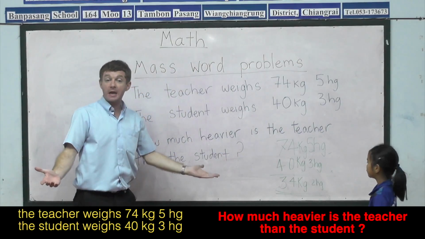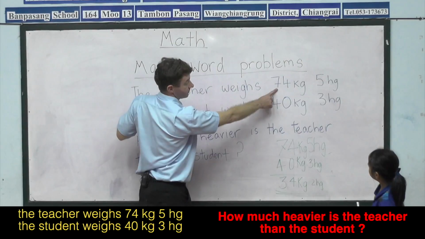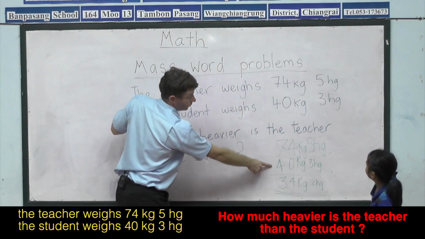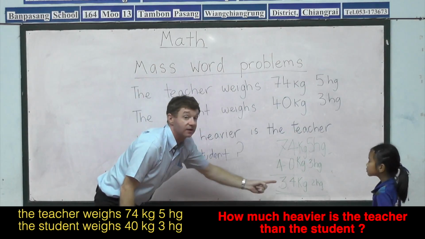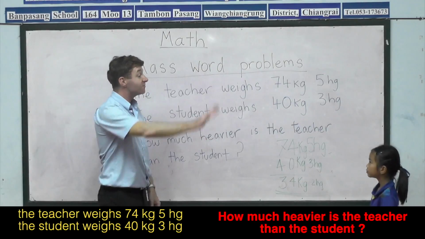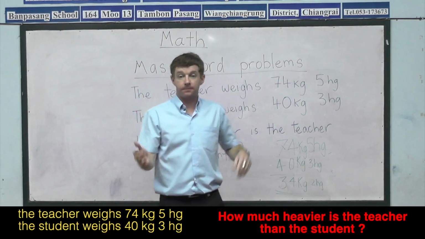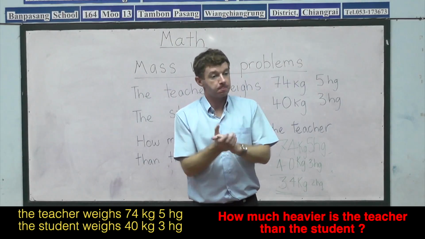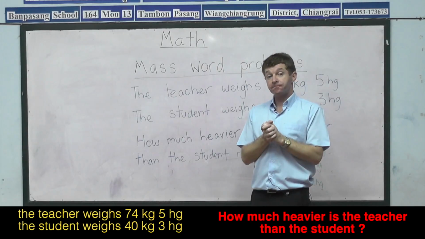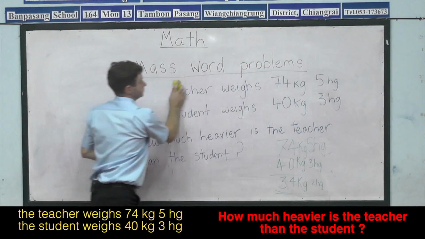And how did we work out our mass word problem? We took the teacher's weight and we minus the student's weight to give us the difference. Okay? So, high five. Excellent. Round of applause for Prao. Shall we do one more? Yeah. Okay, let's do another mass word problem.